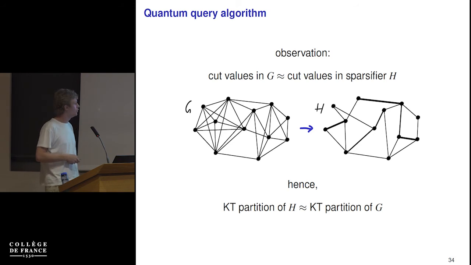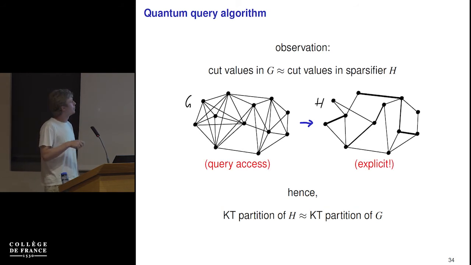And so what we can do is construct this sparsifier H. Whereas we only have query access to the original graph, we have explicit access to this graph H in the sense that it's written down. We don't make any more queries, and so we could just run the greedy algorithm on this graph H and find a KT partition that way.